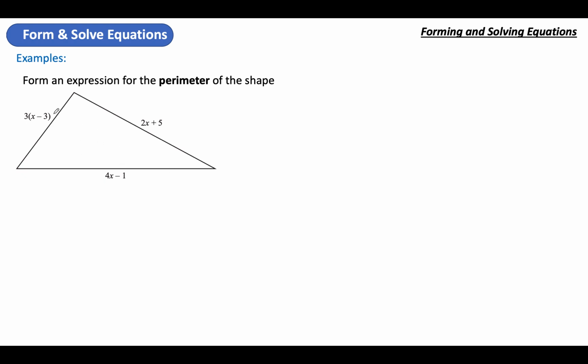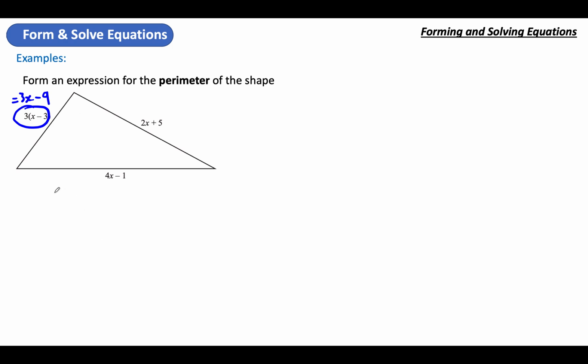Now this time, look, I've got a little bracket here. So actually I need to expand that first of all. I need to do 3 times x to get 3x, and then 3 times -3 to get 9. So sometimes you might have a little bracket. It's worth expanding that to get rid of it before you move on.